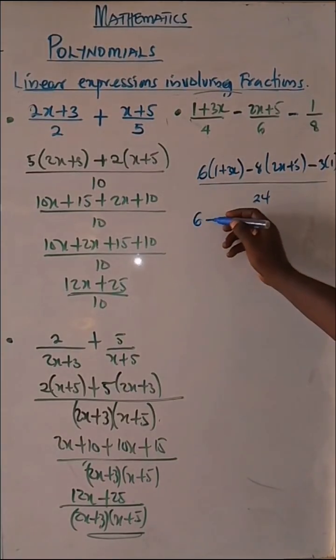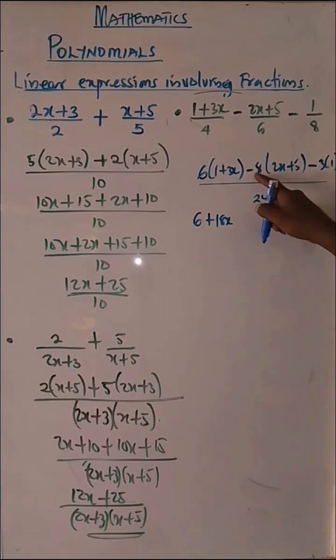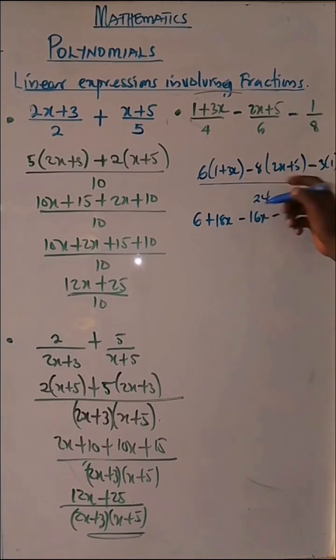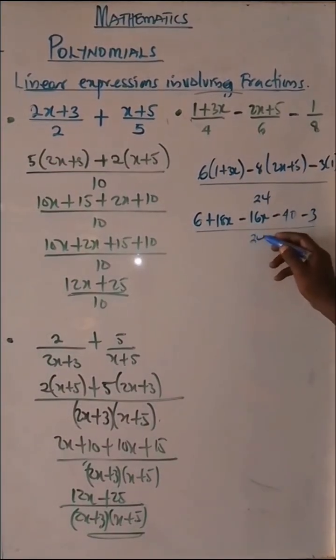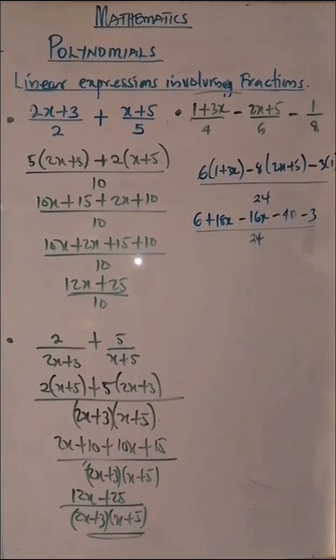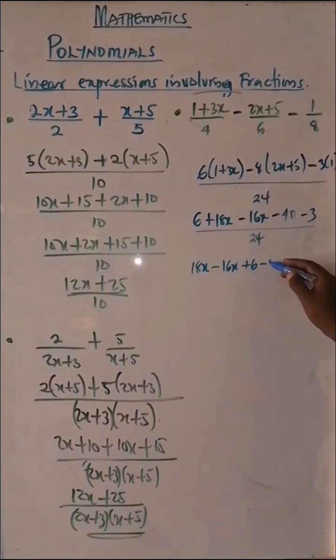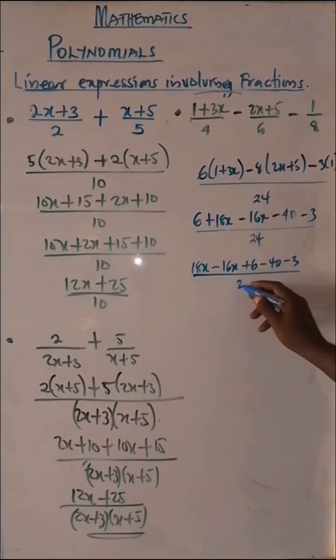6 times 1, 6. 6 times 3, 18. Now, this minus will affect these two. Minus 8 times 2, minus plus, that will be minus 16x. Minus plus 3, minus 8 times 5, 40. Minus 3 times 1 is minus 3 over 24. So we can rearrange this with this. So we can write 18x minus 16x plus 6 minus 40 minus 3, this and this together, this and this together over 24.